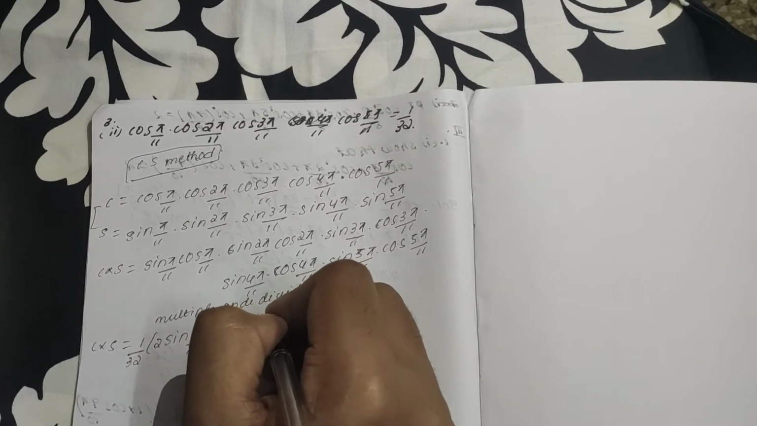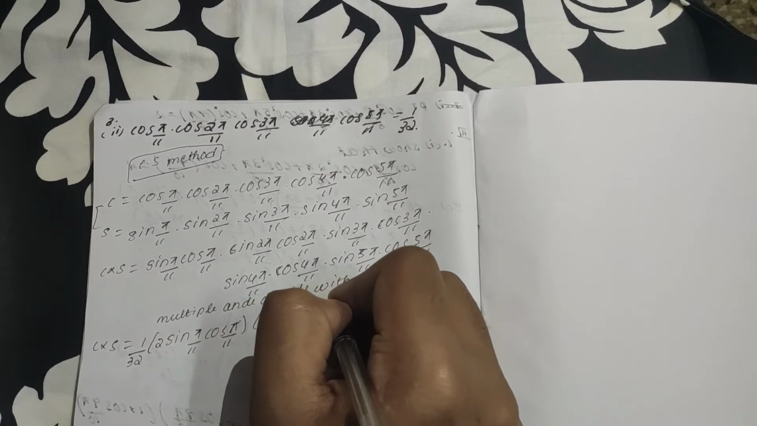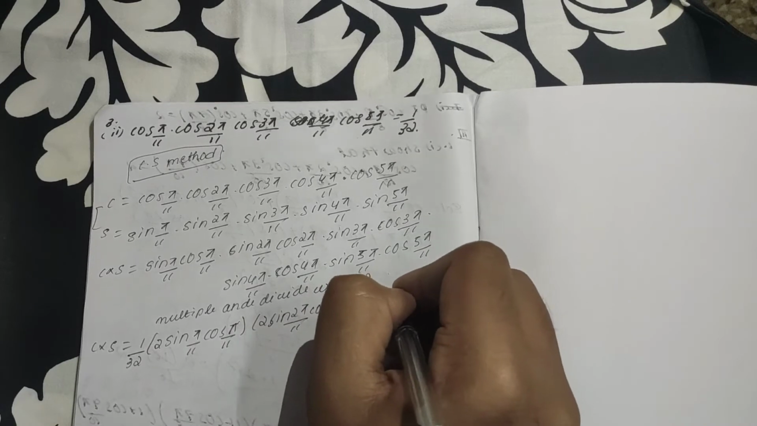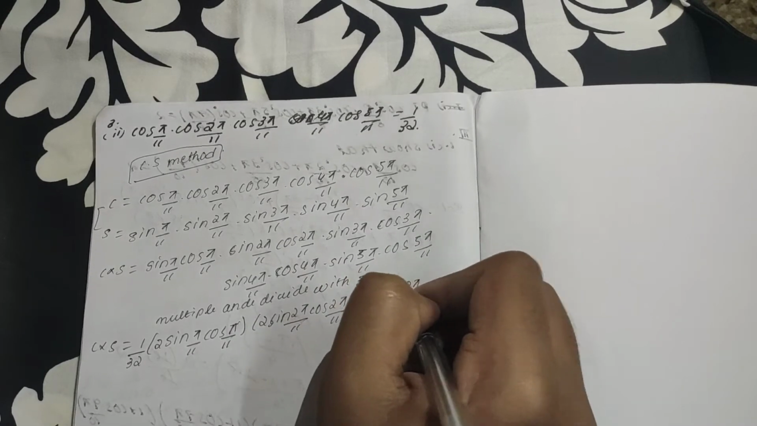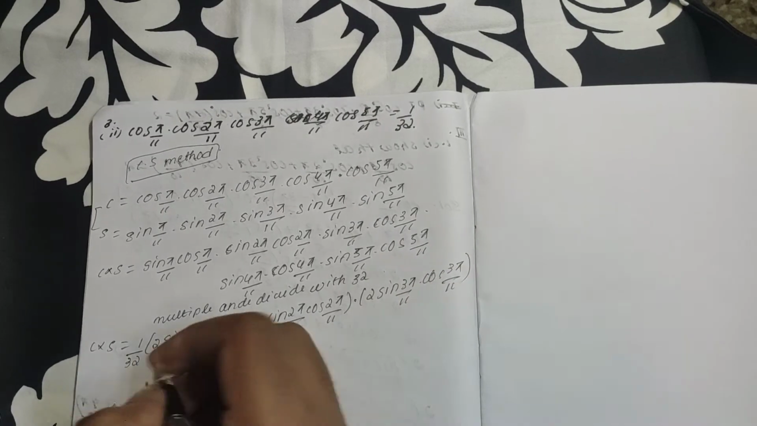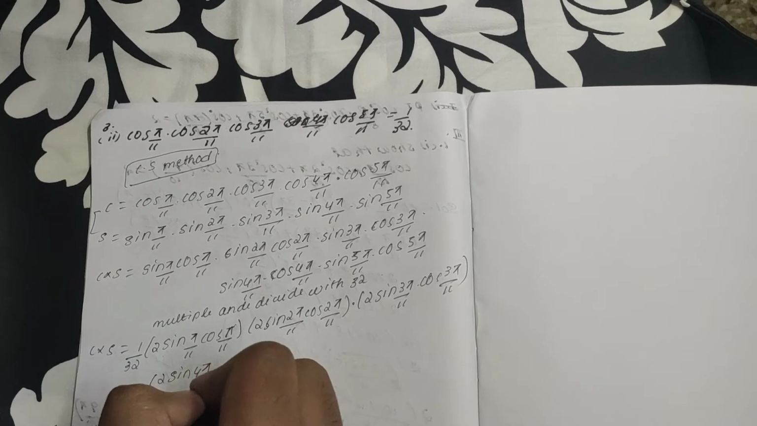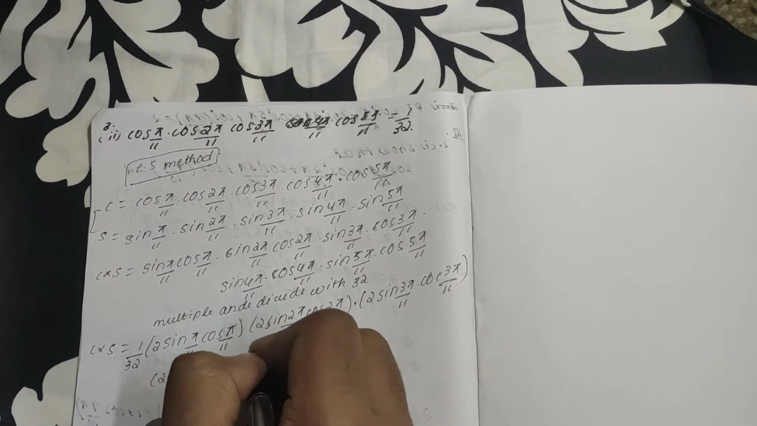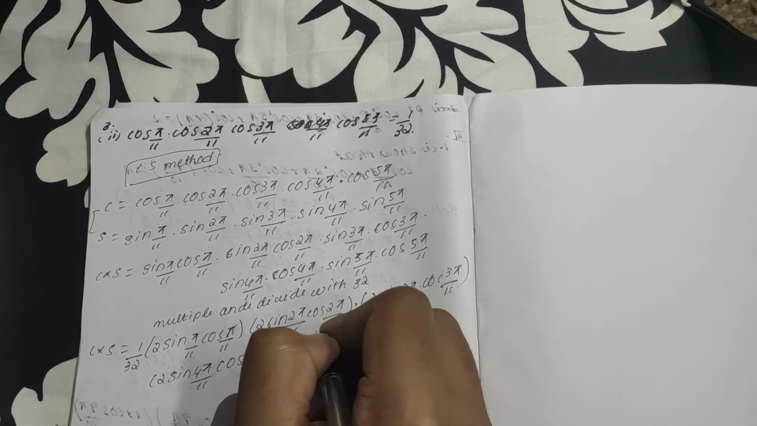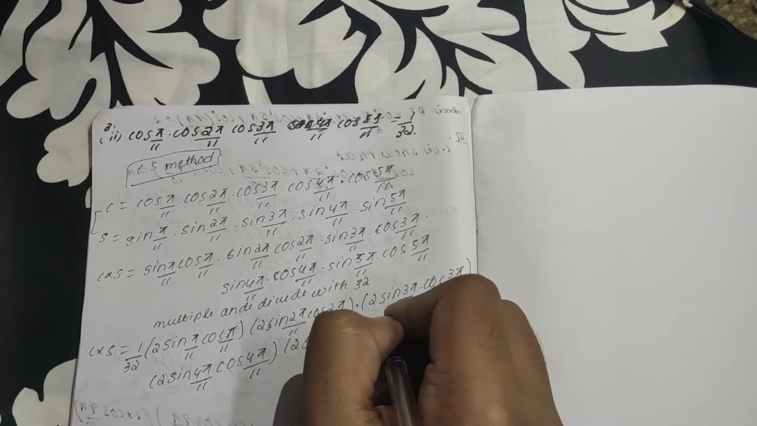This is 2 into sine 2 pi by 11 cos 2 pi by 11. 2 sine 3 pi by 11 into cos 3 pi by 11, into sine 4 pi by 11 into cos 4 pi by 11, and 2 into sine 5 pi by 11 into cos 5 pi by 11.